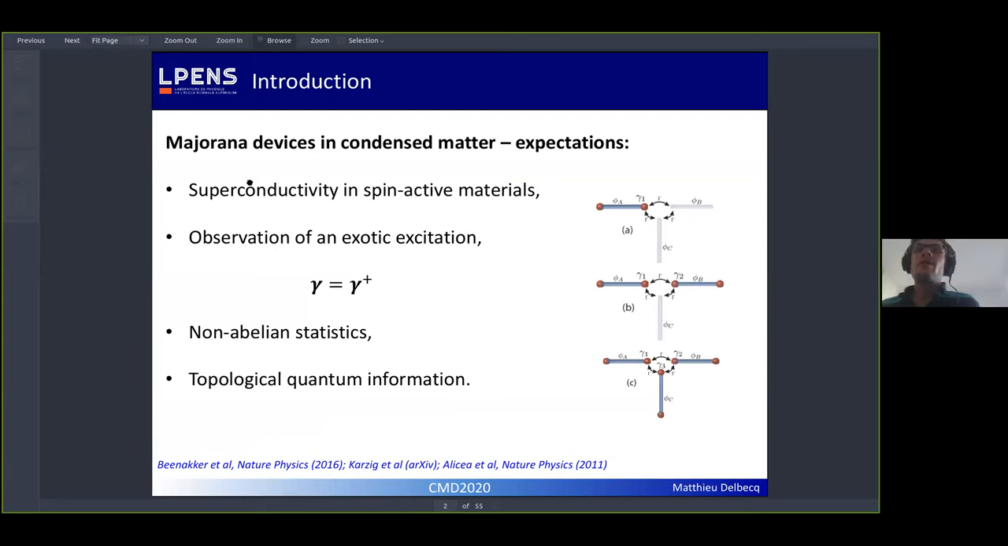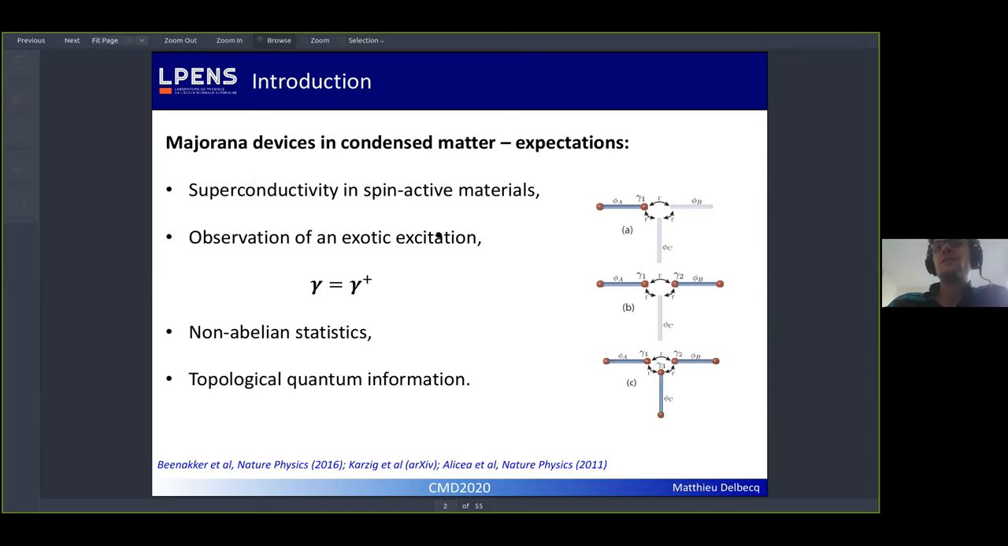So as for, I think, everyone else in this session, the common motivation is to investigate Majorana physics in condensed matter and to realize devices to observe and manipulate them. The expectations, as most of us know them, are to study fundamental aspects in these devices, like superconductivity in spin-active materials, and observe these exotic excitations, which should be their own antiparticle and should exhibit non-abelian exchange statistics, which should be instrumental for realizing topologically protected quantum information manipulation.